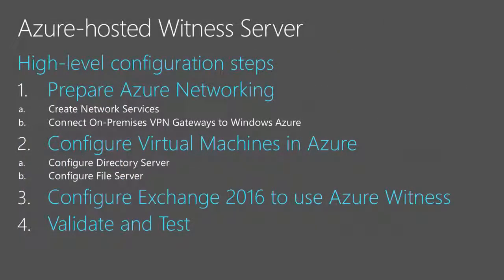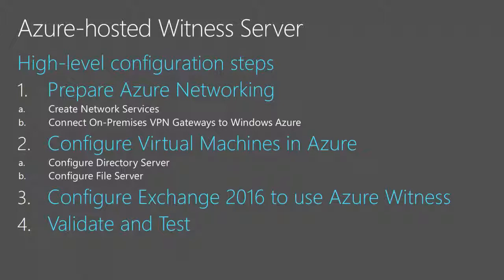So the high-level configuration steps, you've got to do the Azure networking up front. Unless and until that's done, you won't be able to do anything like replicate your DC up there. Then configure your virtual machines. We do recommend using a separate DC and a separate file server. It is, however, supported to use just a single box that has both on it.